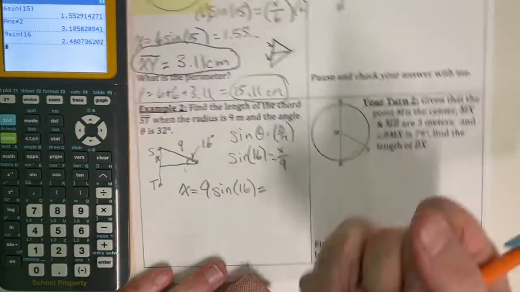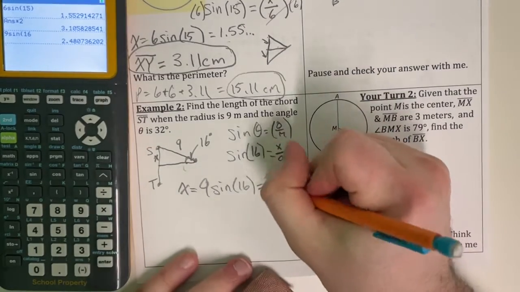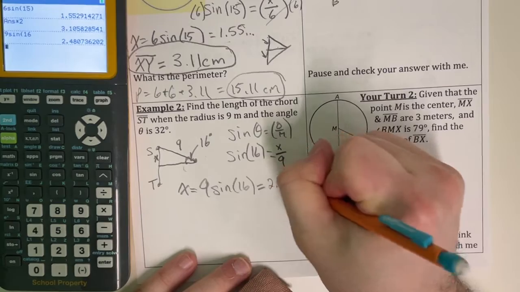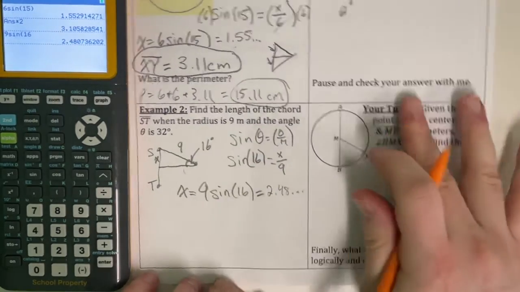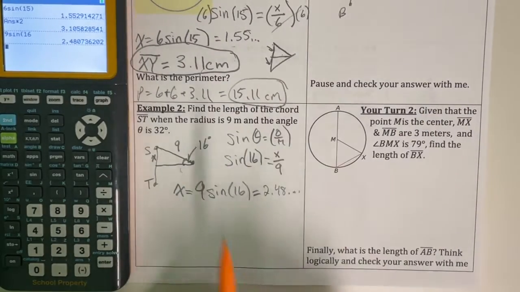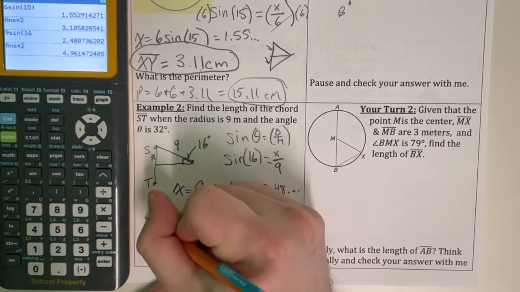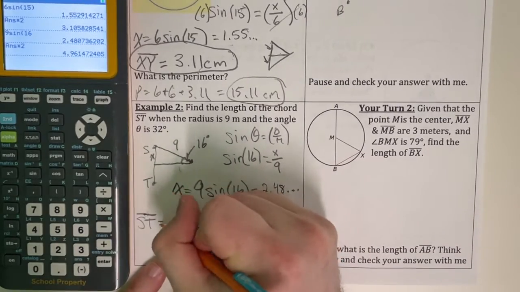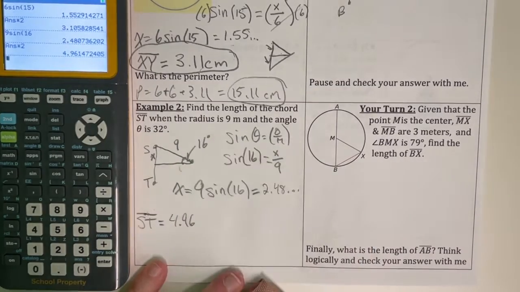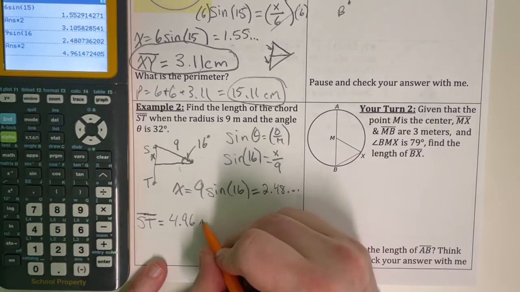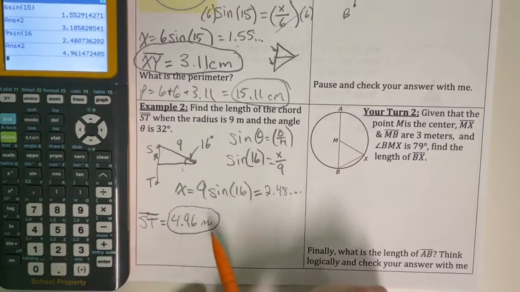And so it has about 2.48, some values after it. And what I'm saying is this entire segment ST is going to be 2 times that. So I can take my answer times 2 to get my segment ST. So my segment ST is going to be about 4.96, and I would say meters. ST is going to be about 4.96 meters.